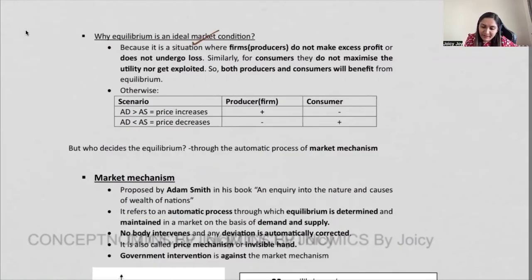Because it is a situation where the firms or producers do not make excess profit and do not undergo loss. Similarly, consumers also do not maximize utility or get exploited. Both producers and consumers will benefit from equilibrium. We have seen the other cases as well. Now, who decides equilibrium, or how is equilibrium determined in a market? How equilibrium is determined in a market can be explained with the help of the market mechanism to maintain equilibrium. So now we will see what this market mechanism is that helps in maintaining equilibrium.